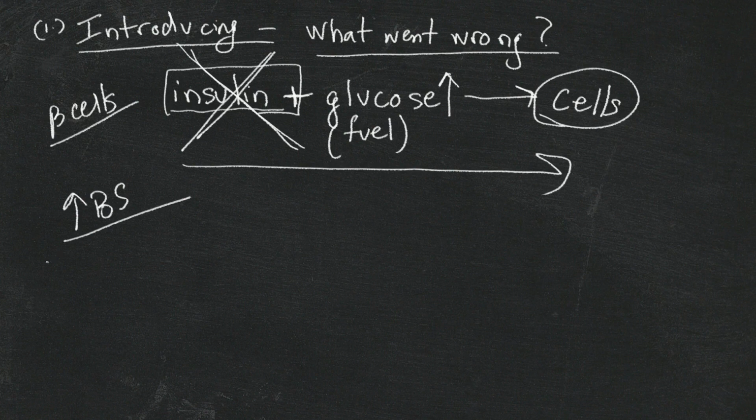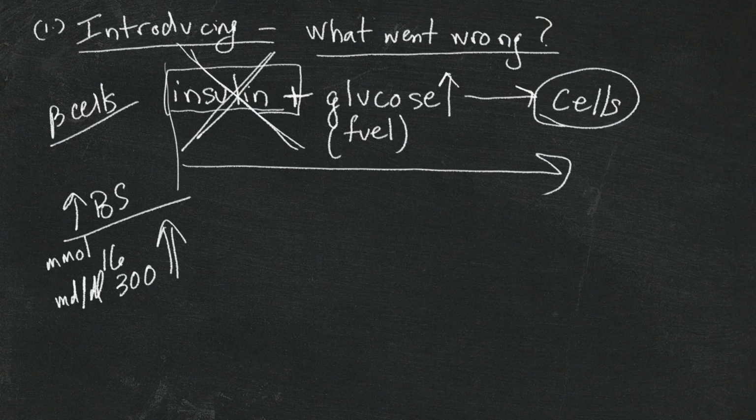If you're working with millimoles, then sometimes your blood sugar could be as high as 16 millimoles per liter. Your blood sugar could be as high as 300 milligrams per deciliter and higher. It's not unusual for that to happen. What you need to know is that that is temporary.